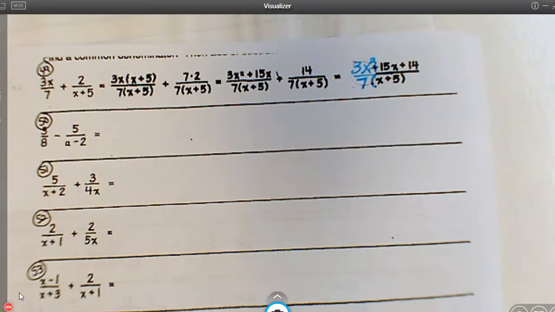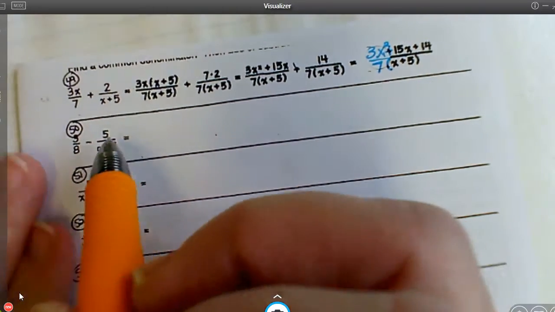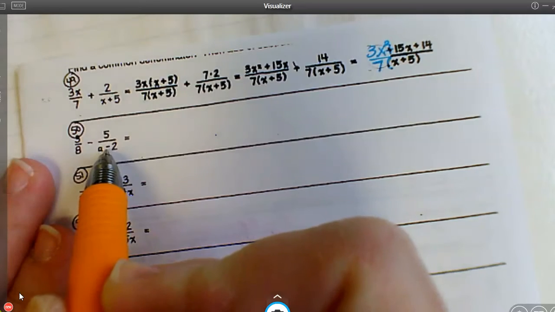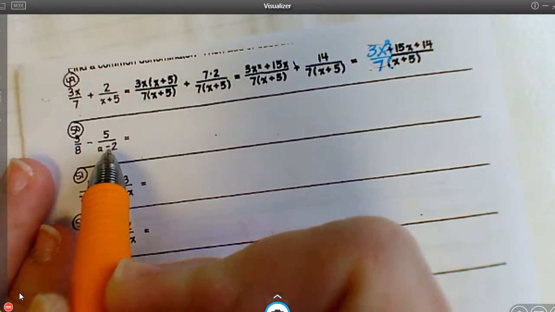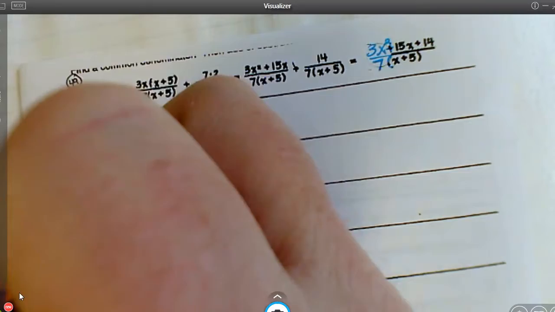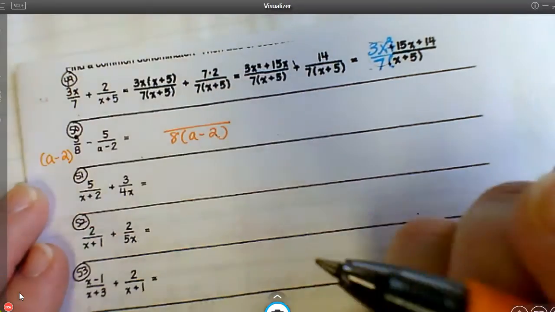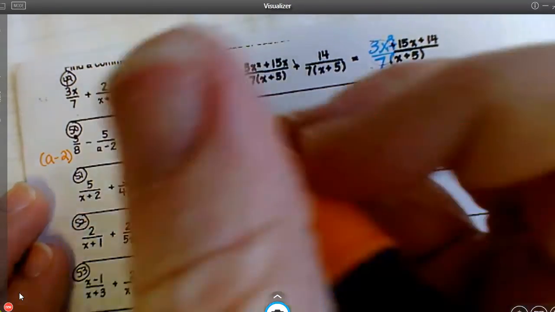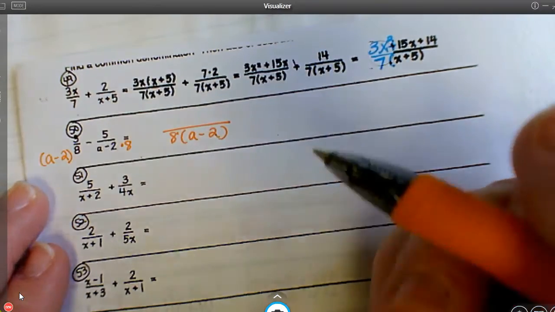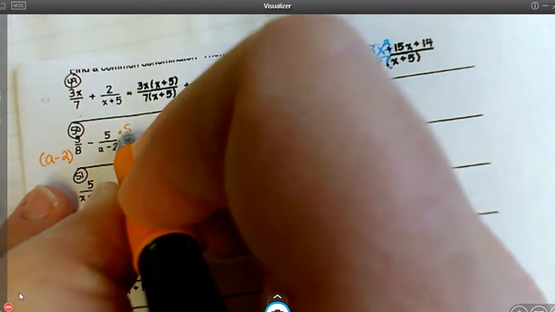So let's do one of those together and talk about how that works out. So on 50, 8 and a minus 2 are going to be what I want the common denominators to be. I know it's going to be 8 and then a parentheses a minus 2. That's going to be the denominator. Alright, what that means is that the 8 has to be multiplied by the a minus 2. And the a minus 2 has to be multiplied by 8. Okay? If I do it on the bottom, I go do it on the top.